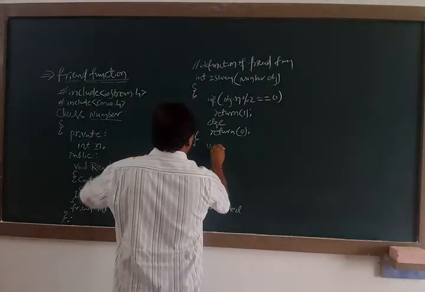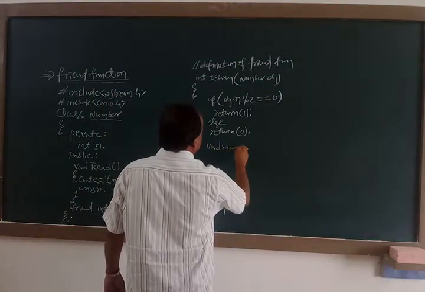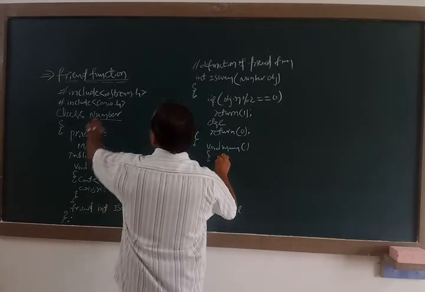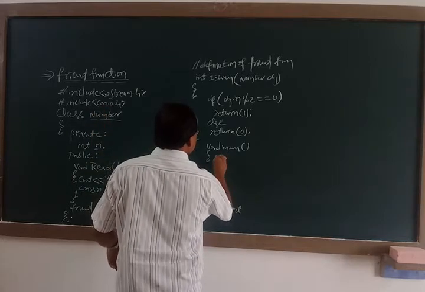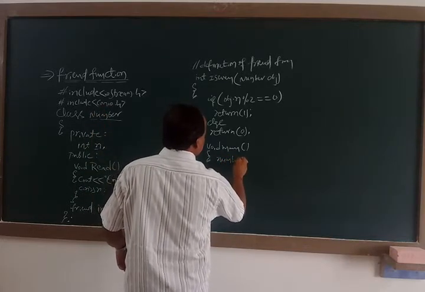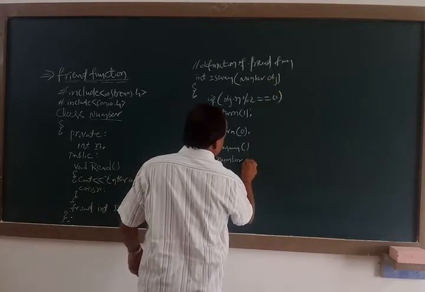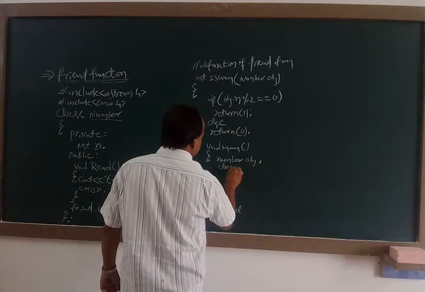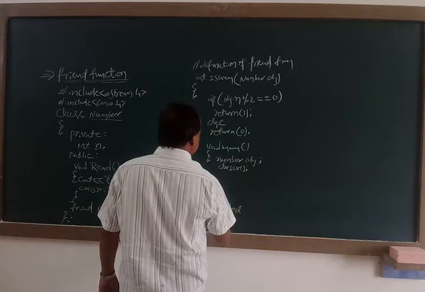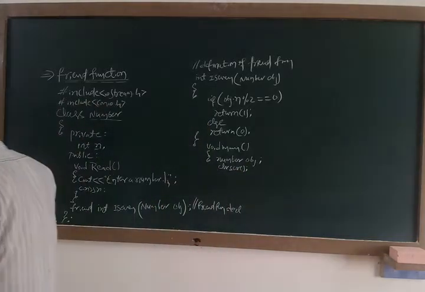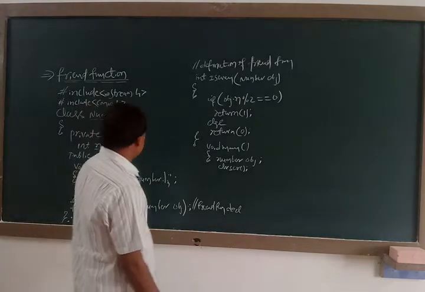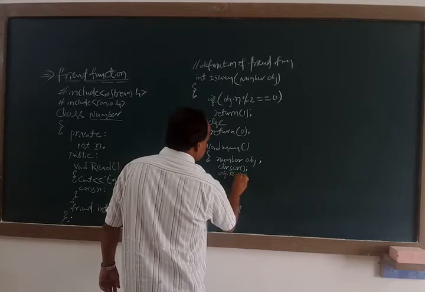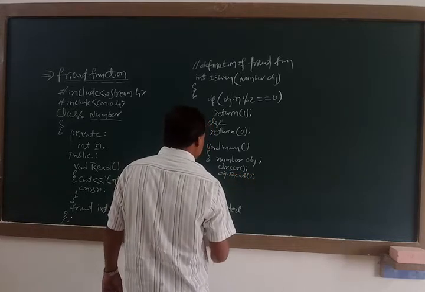Next, void main function. In the main function, what is the first step? Object declaration. How to declare the object? Class name, that is Number, and the object name is obj. Next, the clrscr clear screen function. Next, we have to call this read function, so obj.read.